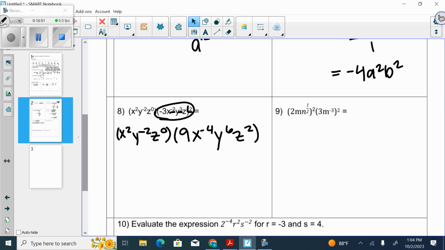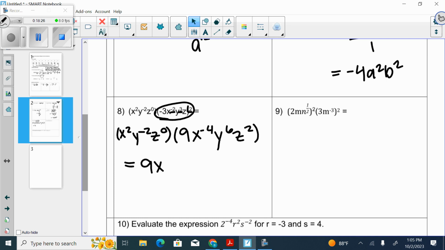Okay. Now I can multiply, since I took care of the exponent. There's not a big number here, right? So is there anything to multiply the 9 by? No, so it's just 9. Okay, and when we multiply, what do we do with those exponents? Add. Alright, so for x, I've got 2 plus negative 4.